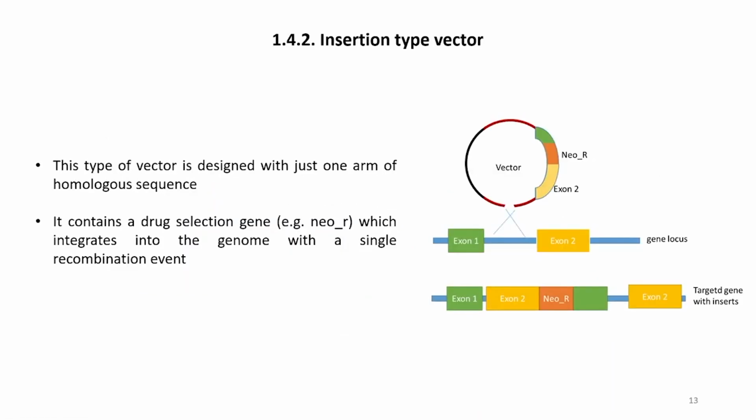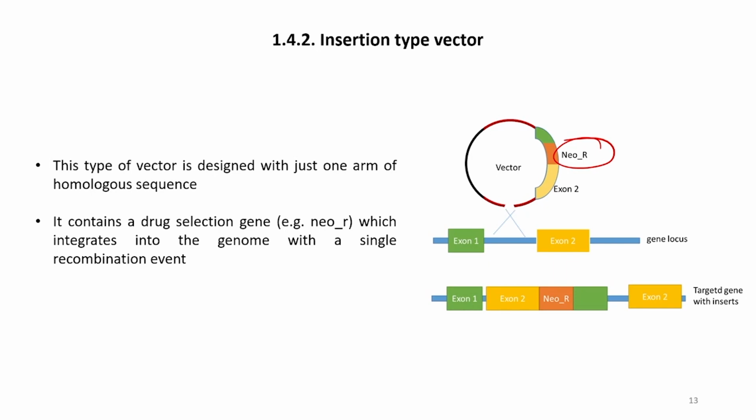Now, let us discuss the insertion type vectors. So, here you have two exons, and then you have a neomycin R gene over here. So, this type of vector is designed with just one arm of a homologous sequence. It will contain a drug selection gene which integrates into the genome with a single recombination event.